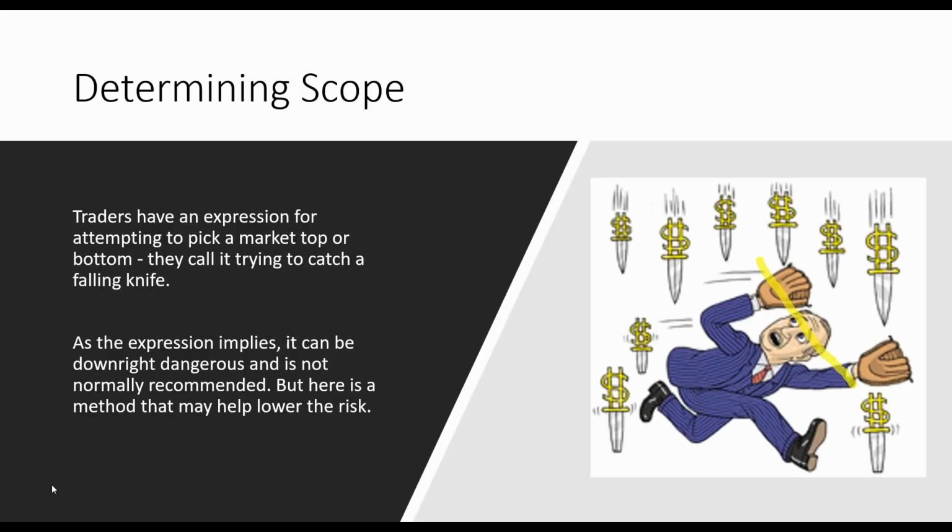Now, traders have an expression for attempting to pick a market top or bottom. They call it trying to catch a falling knife. And that's exactly what it is. You'll never catch it right on the nose. You'll never guess it or see it right when it happens. But if you're protecting yourself by proper stop losses, by exercising a lot of caution, and by using tools that will help you see whether the minute is no longer retracement and looks like it's moving to reversal, you can react.